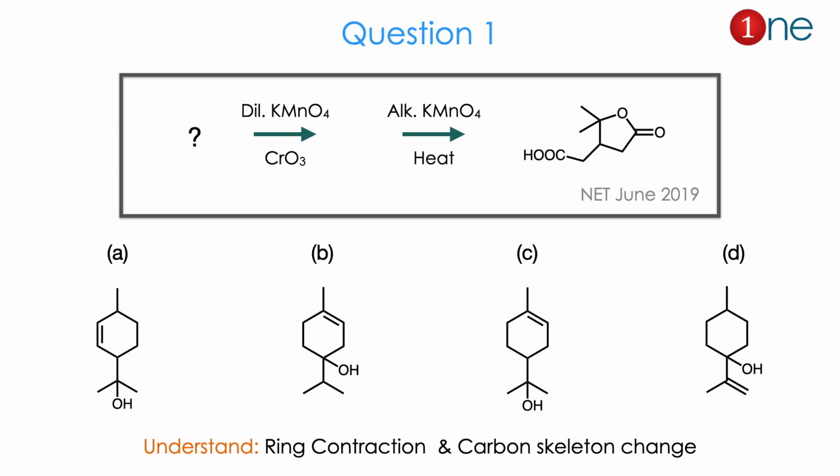The product is a 5-member cyclic lactone. It contains an acid and 2 methyl groups. The reactant suggestions are 6-member rings with an alkyl group. The position of the double bond and the position of the alkyl group are varied here. The double bond can be inside the ring or outside the ring. The alkyl can also be outside the ring as well as in the ring. From the reactant to the product you might guess that ring contraction definitely occurs. Carbon skeleton change is also there. The answer is C. Let us see how.